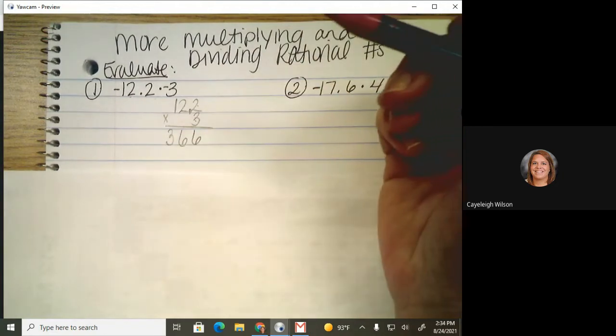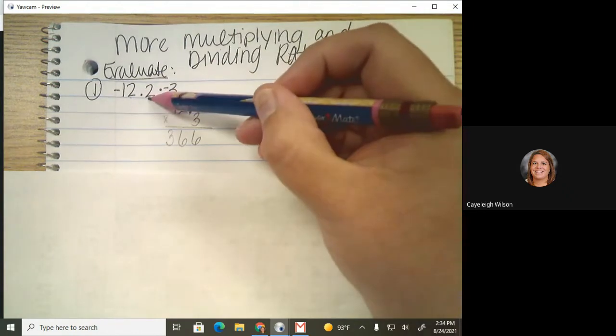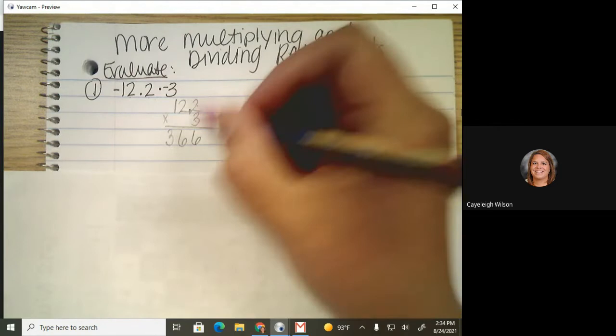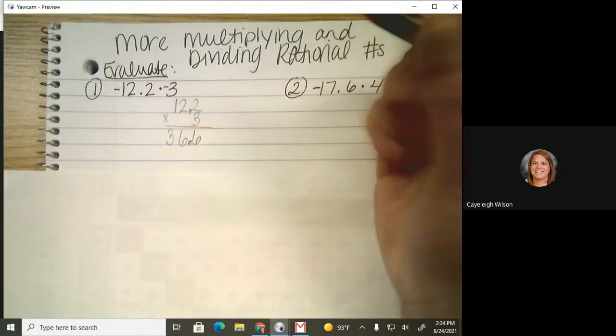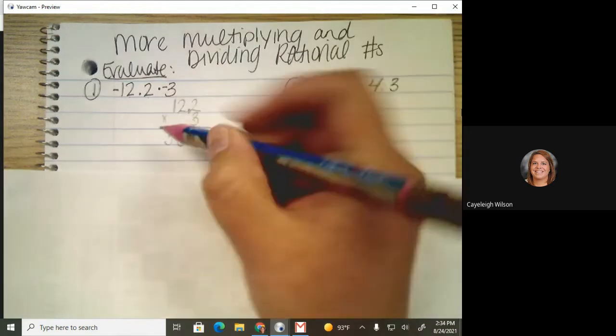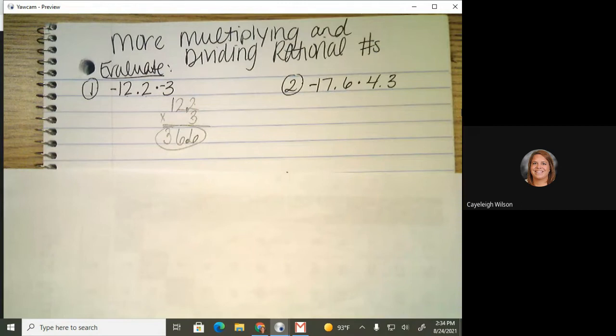And then I'm going to count how many decimal place values I have in the problem. This one only has one decimal place value, so my answer is only going to have one decimal place value. And then I ask myself, a negative times a negative is a positive. So my answer is 36.6, and it's positive because it was a negative times a negative.